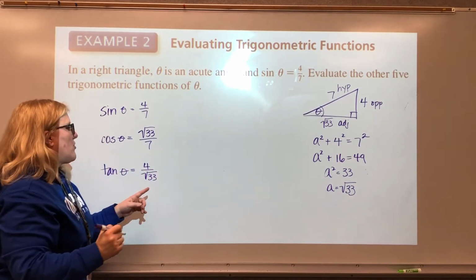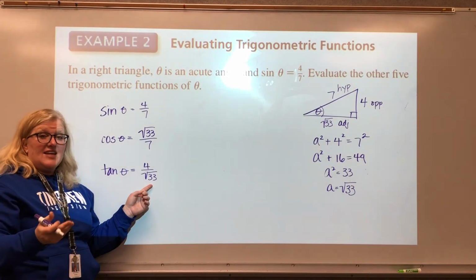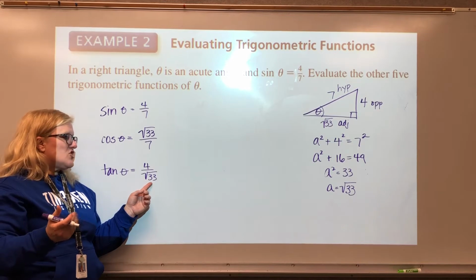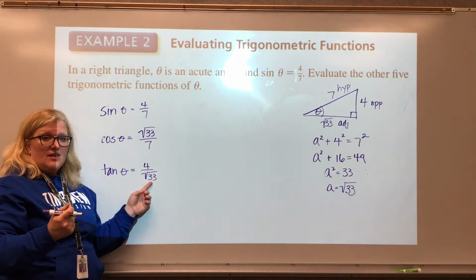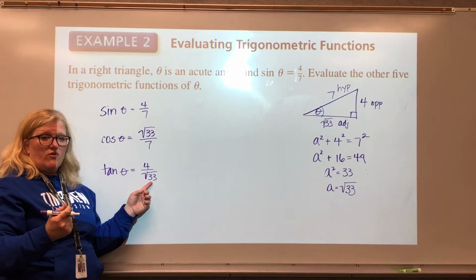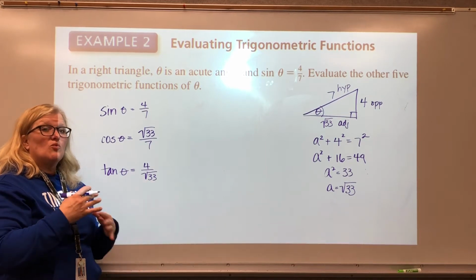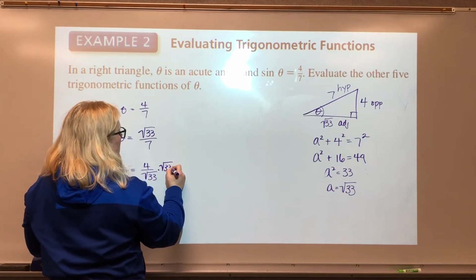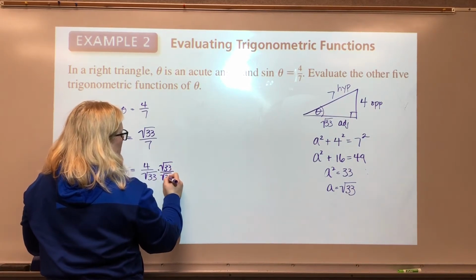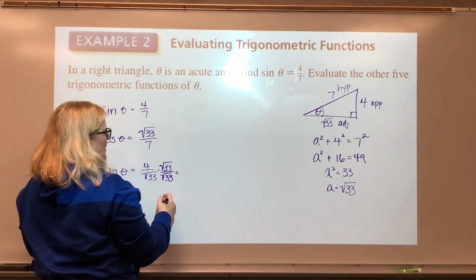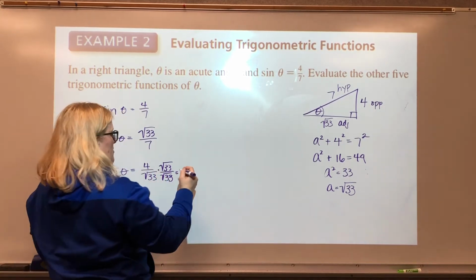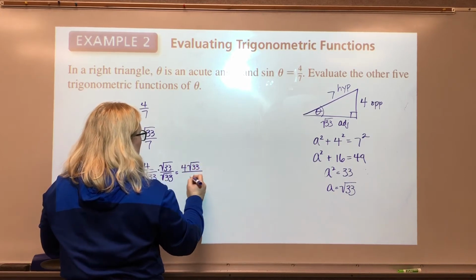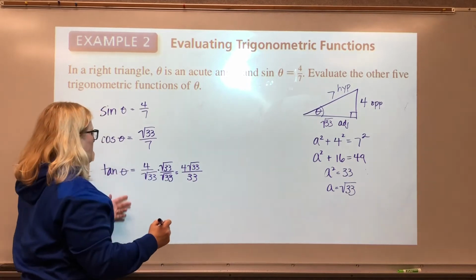And we have a little problem with this one, and that is that we can't have a radical in the denominator. So I need to multiply this by the square root of 33 over the square root of 33 to get rid of that radical in the denominator. Okay, so square root 33 over square root of 33 equals, and I think you've done this before, so hopefully you remember. This is 4 times the square root of 33 over 33. So that will be my tangent of theta.